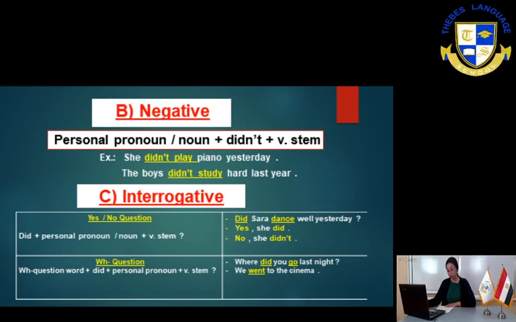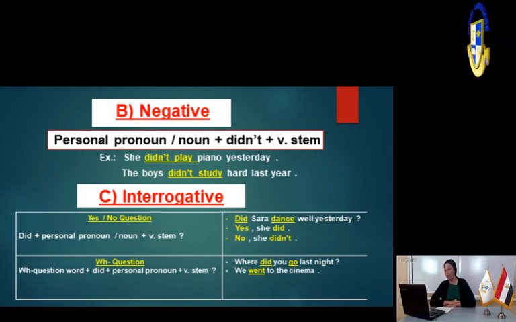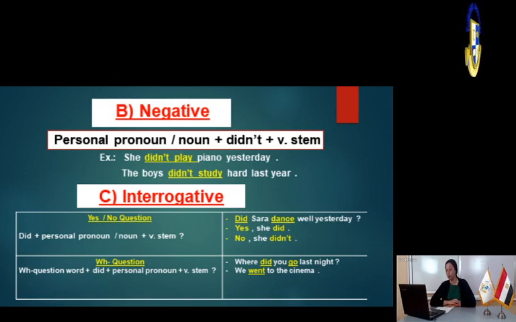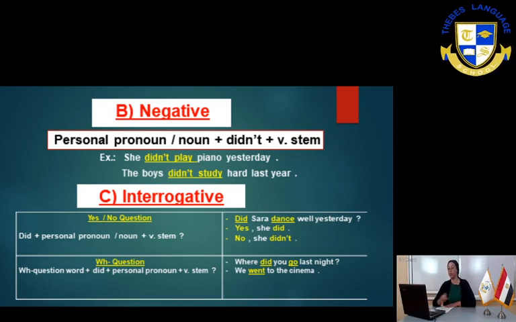For the WH question, we use a WH word like where, when, what, why, plus did, plus personal pronoun or noun, plus verb stem. Let me give you an example. Where did you go last night? Note here the WH word was where, and then we used did, then the personal pronoun you, then the verb stem go, and then the rest of the question. We went to the cinema. This was the answer. Now, are you ready for some questions?